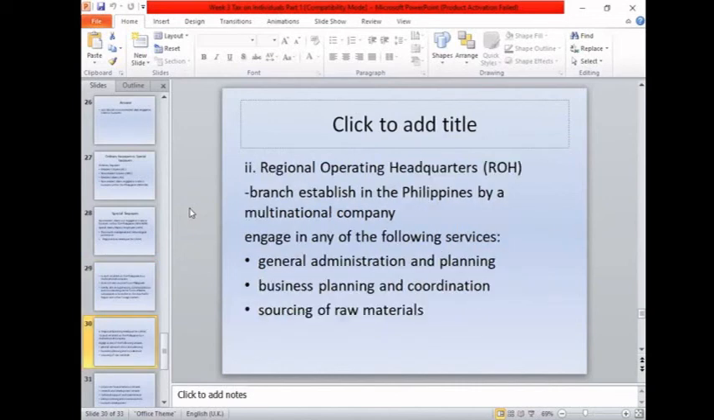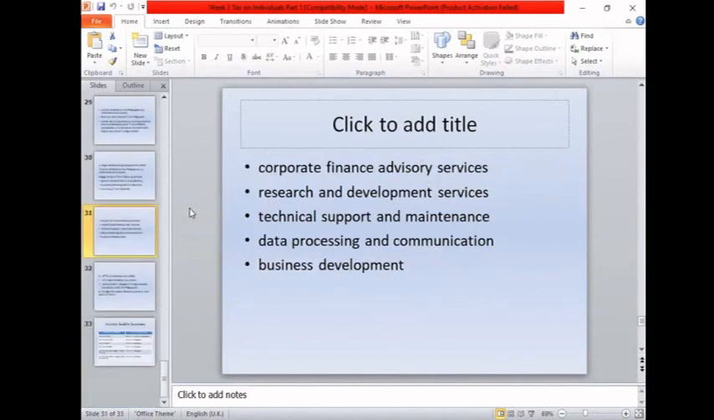Another is the special alien and Filipino employees holding a managerial and technical position in the regional operating headquarters. Okay, so for as long as the regional operating headquarters are engaged in the following services, like general administration and planning, business planning and coordination, sourcing of raw materials, corporate finance advisory services, research and development services, technical support and maintenance, data processing and communication, and also business development.